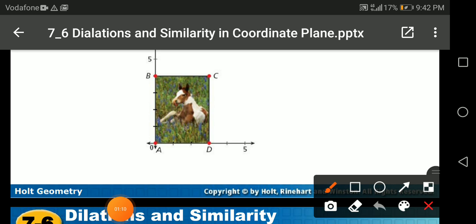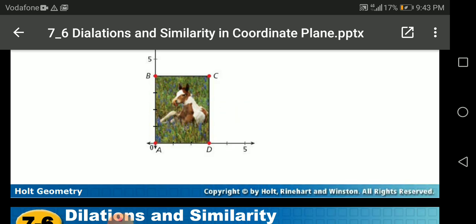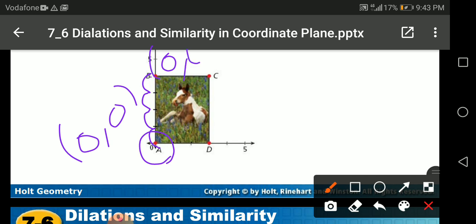Okay, it's very easy. A, B, C, D are the borders for the photo, right? And we have here A on the coordinate plane. It's 0, 0. What about B? 0 and 1, 2, 3, 4. So B here is 0 and 4.